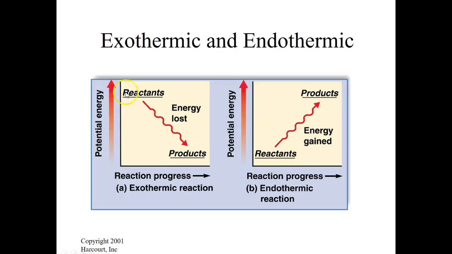So if you have reactants that start off with a loss of energy and they lose it over time, that's exothermic. If you have reactants, you do the chemical reaction and you have to shove energy into them, that's called endothermic. The products have more energy than the reactants.